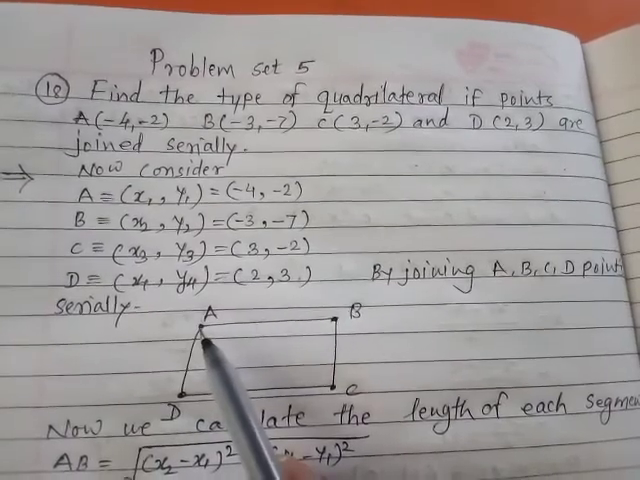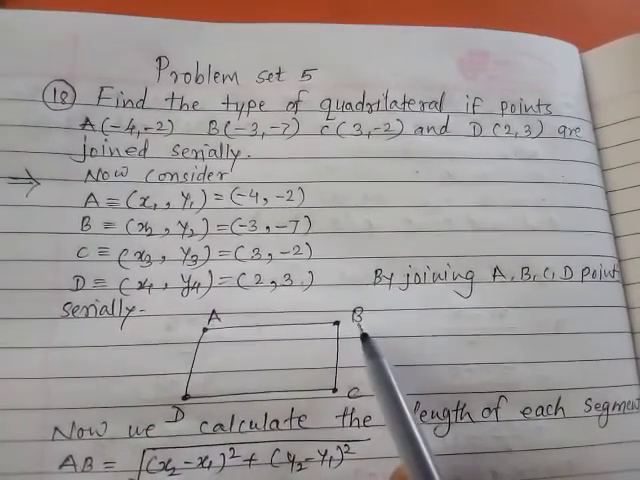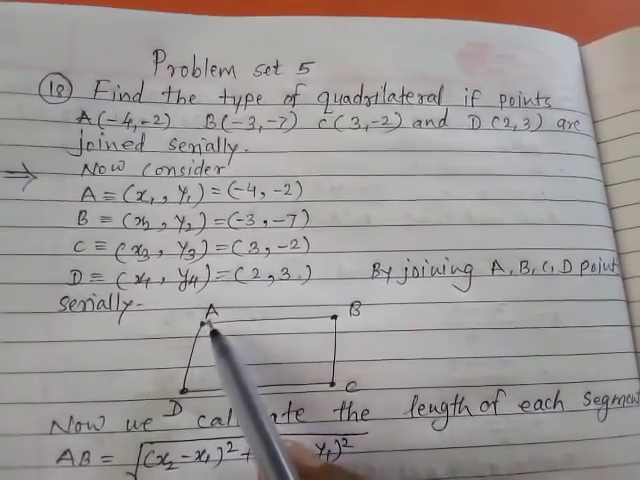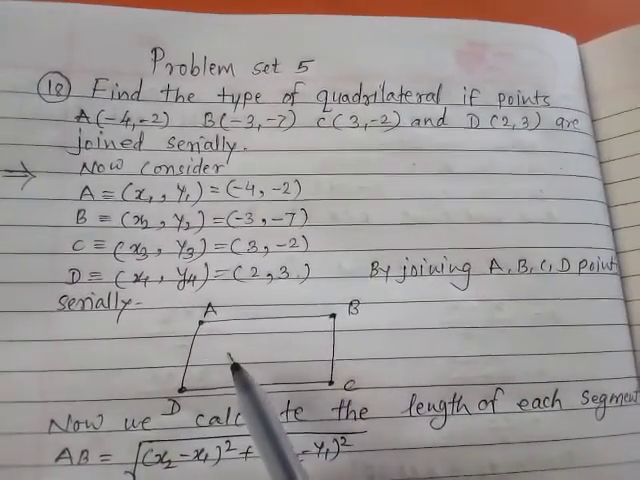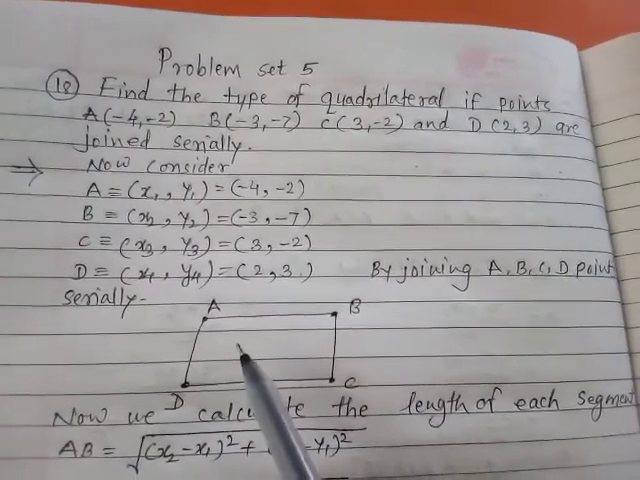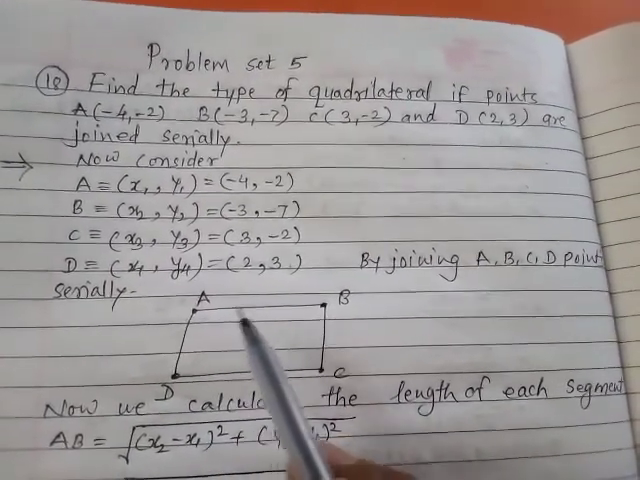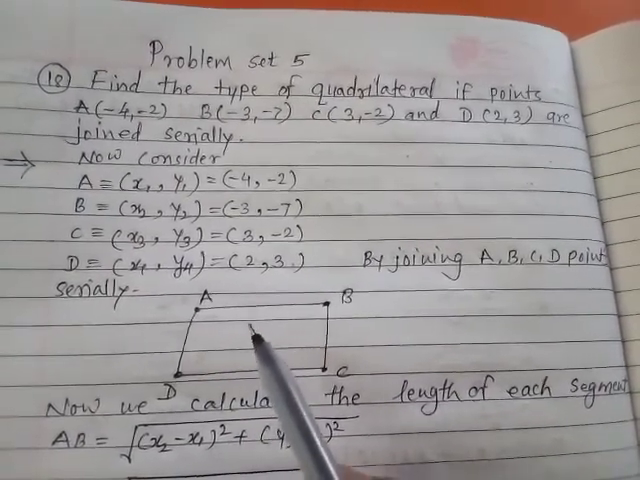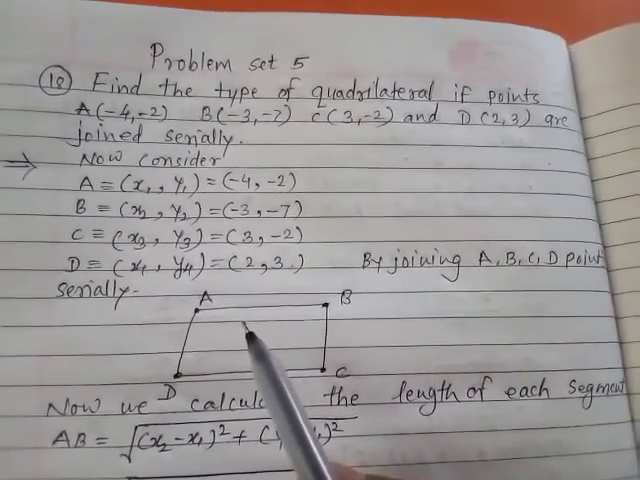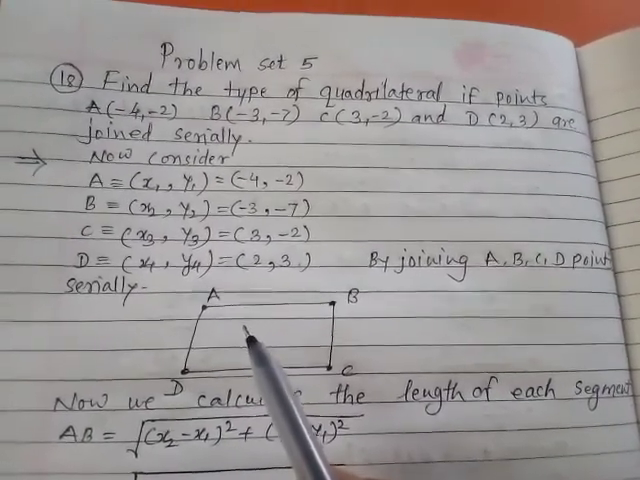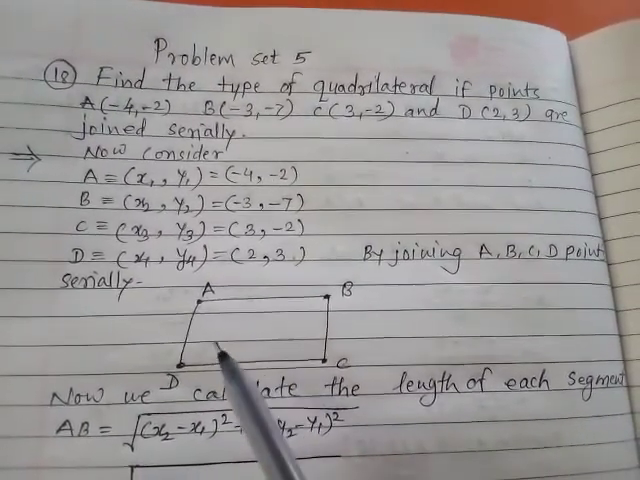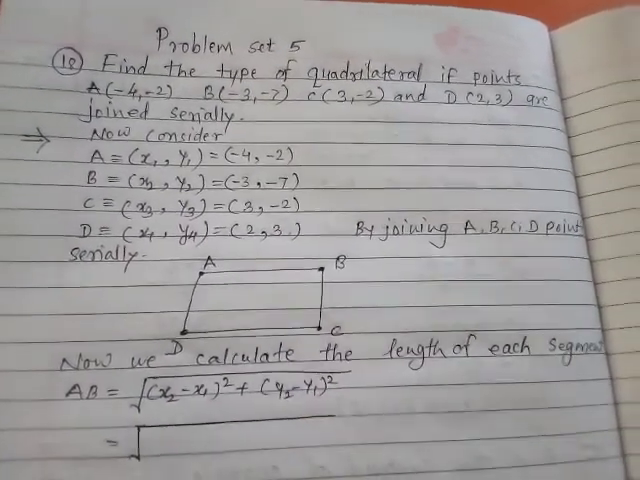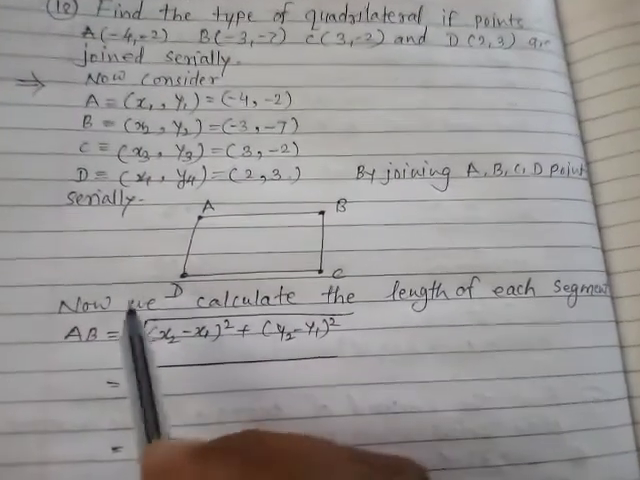Now we have to consider the distances AB, BC, CD and AD. First we calculate all these four distances, and then we can conclude what type of quadrilateral it is, by checking whether the opposite sides are the same or not. First, let's consider the length AB.